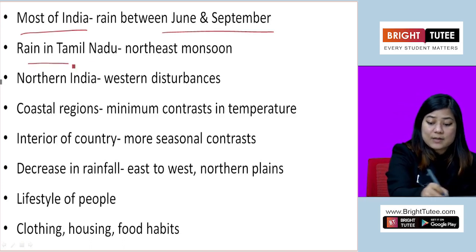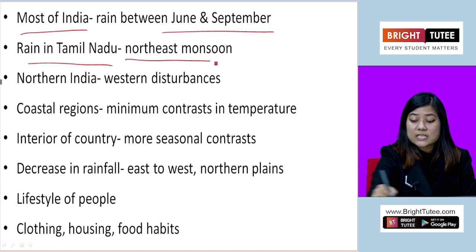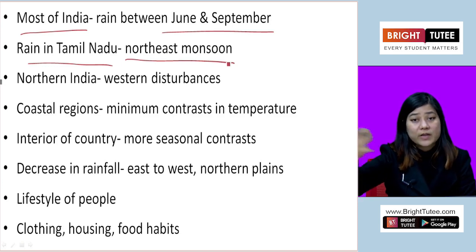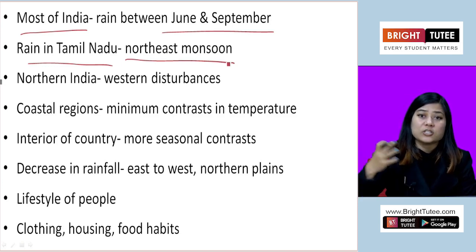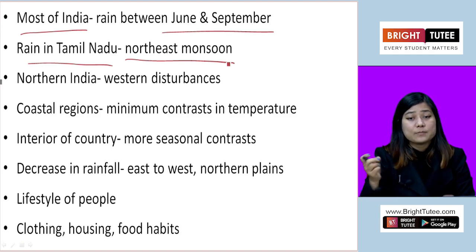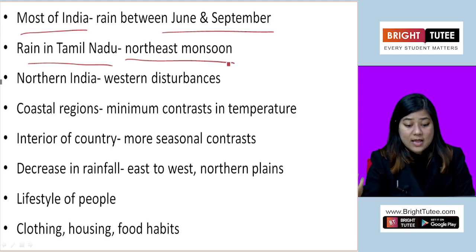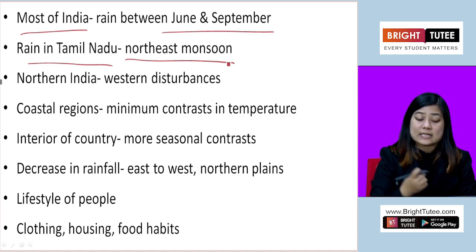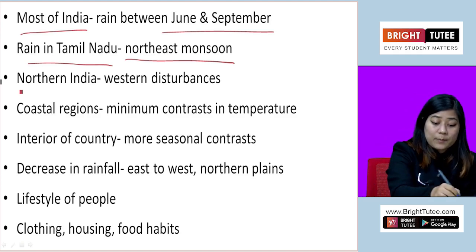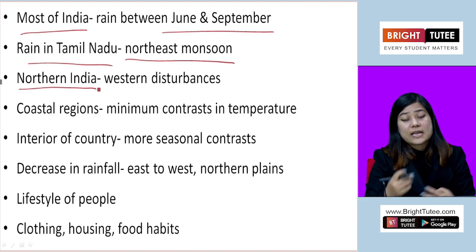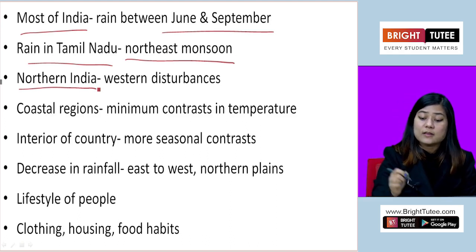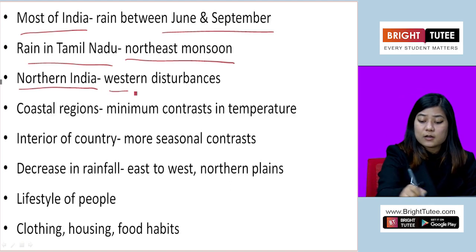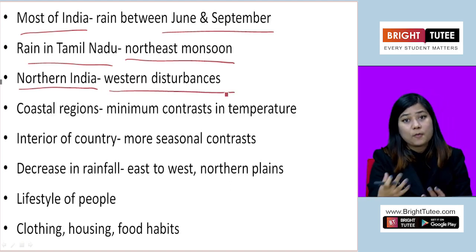The rain in Tamil Nadu is brought by the northeast monsoon, the wind which flows from the northeastern part of India and brings cool, dry air. That monsoon wind brings rain in Tamil Nadu. But in northern India, the rain is not brought by the northeast monsoon. It is caused by the western monsoon.